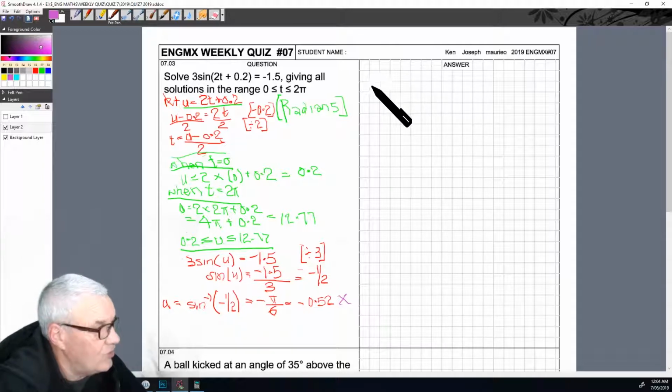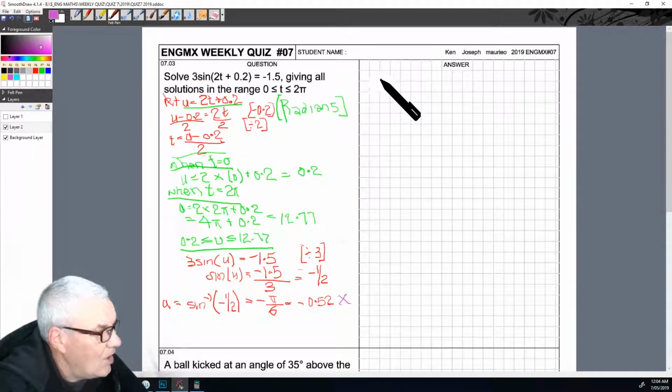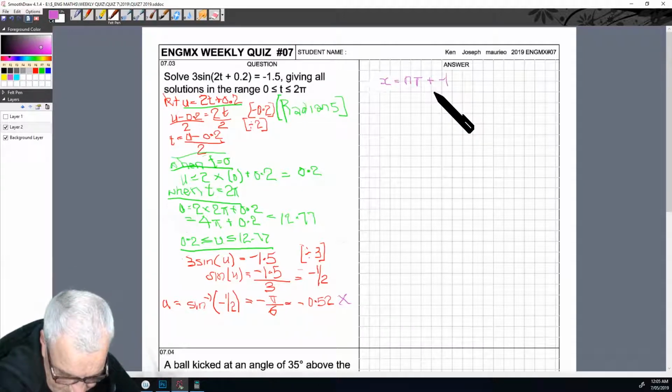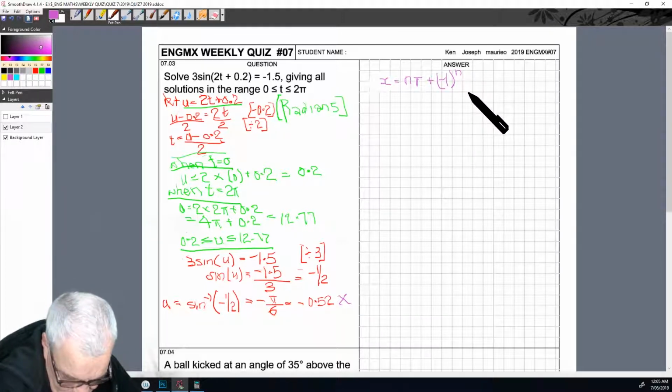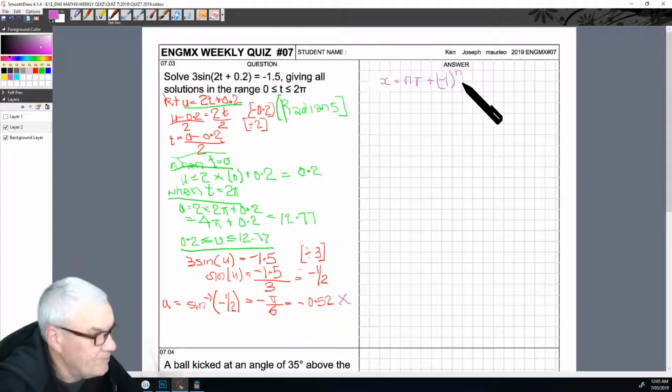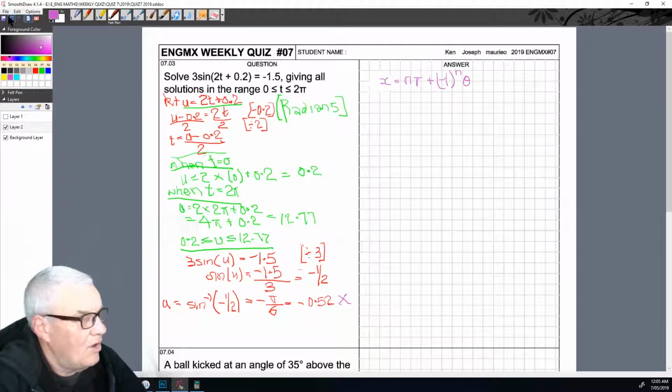So what we can do now is go to our formula sheet, and on there it gives us this formula for sine to the negative 1, which is x equals n pi plus negative 1 to the power of n theta, or the angle, the solution. In this case it'll be u.